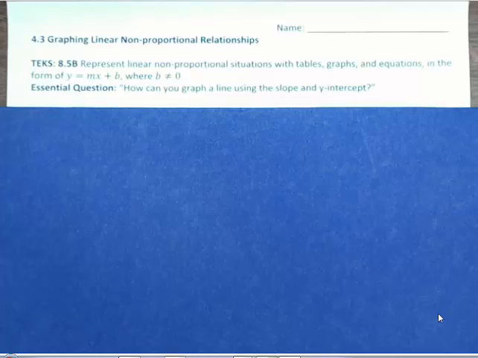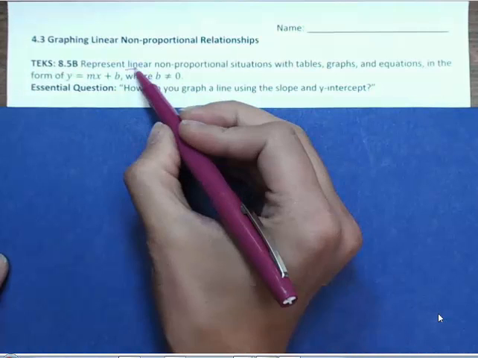Today we're going to be talking about Chapter 4.3, which is graphing linear, non-proportional relationships. In this chapter, the TEK that we're going to be looking at is 8.5b, which says represent linear, non-proportional situations with tables, graphs, and equations in the form of y equals mx plus b, where b is not equal to 0.